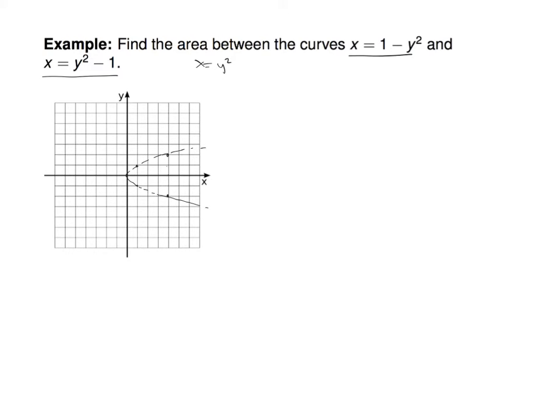So the easier one to graph is y squared minus 1. How would that be shifted? Left, right, up, down? To the left. How much? 1 unit. You could verify this by just plugging in some numbers. If you plug in 0 for y, you get x is -1, right?